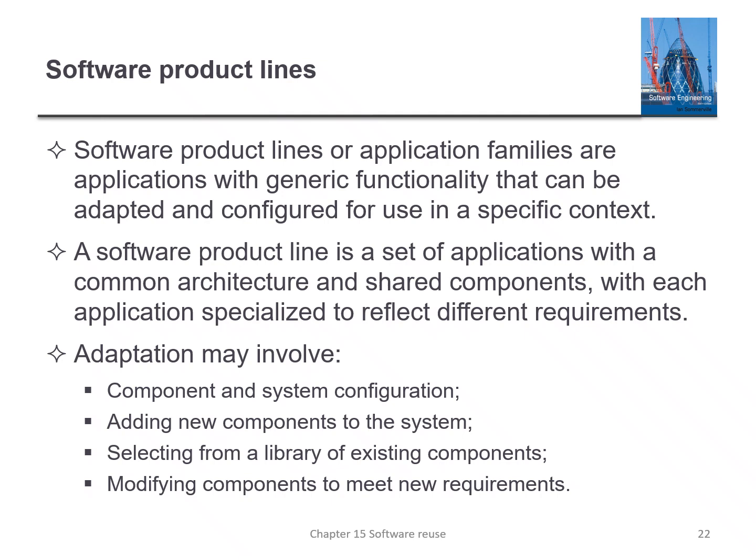So this software product line is a set of applications with a common architecture. They have a common architecture, and then they have shared components, and applications specialized for different requirements. So for different application families which have different features, there will be a specialized application. With this software product line, there are several ways it can be adapted. Maybe you can adapt the component or system configuration. Maybe you can add a new component. Maybe you can select a library from existing components, or you can modify it.